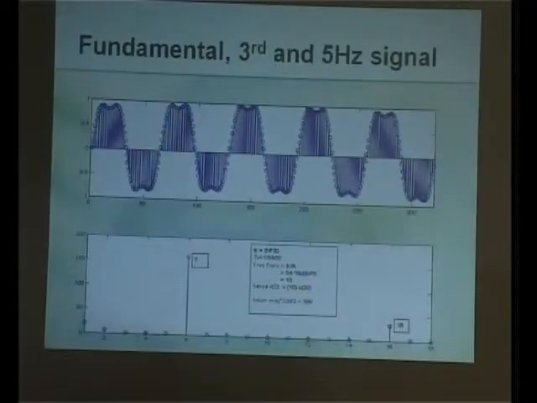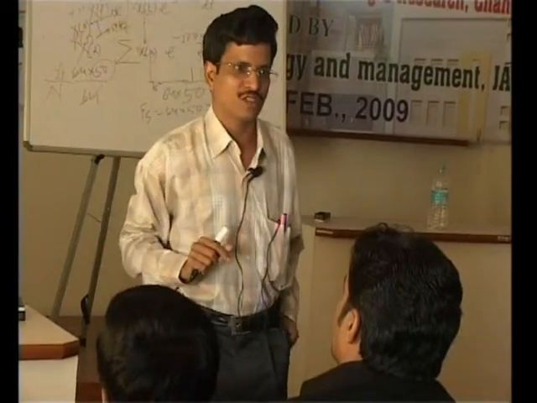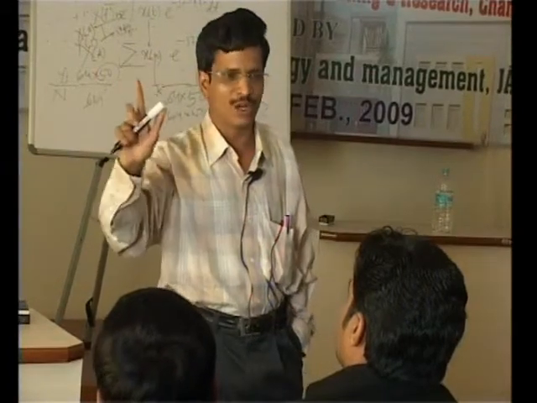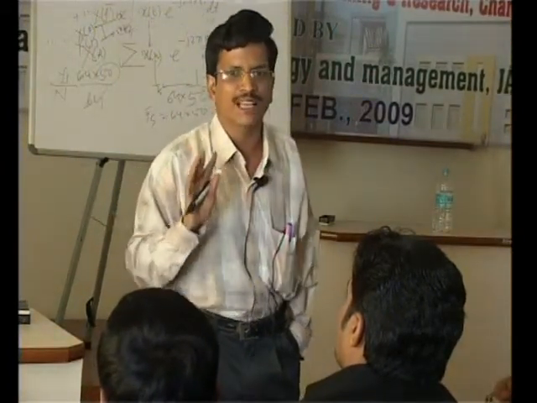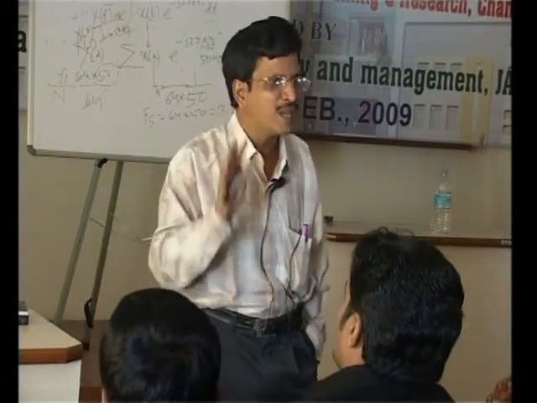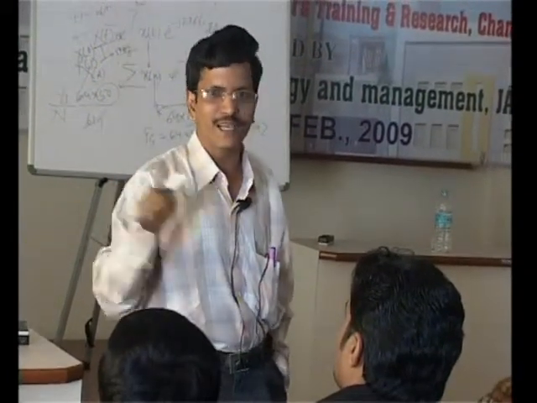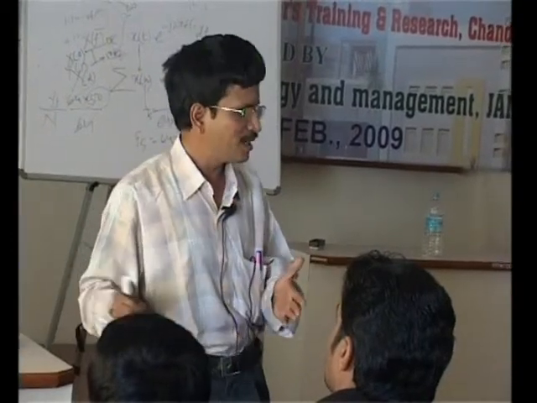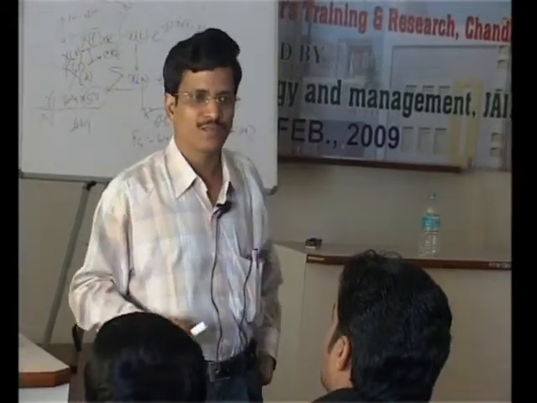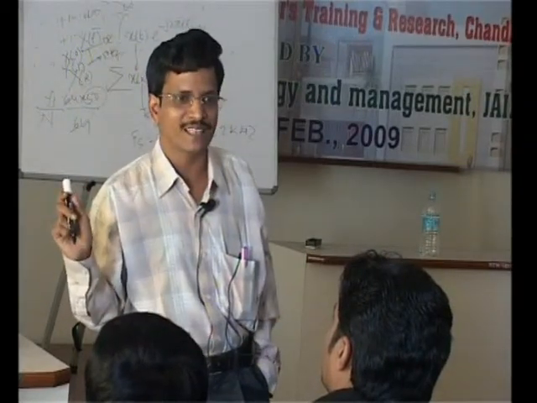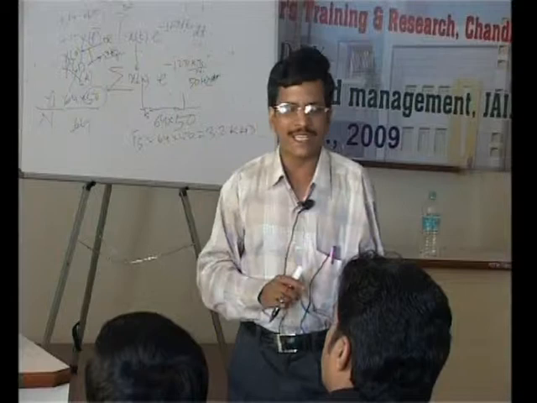Here I have a signal with a fundamental, a third harmonic, and another 5 Hz signal. That means this is a mixed signal with 50 Hz, 150 Hz and another signal of 5 Hz. The sampling frequency is constant, 3.2 kHz, 64 into 50. I am now taking 5 cycles for analysis. So what is the frequency resolution? 64 into 50 divided by 64 into 5, since 5 cycles means 64 into 5. So the frequency resolution is 10 Hz. So now when you apply FFT in this case, where should you get the fundamental?